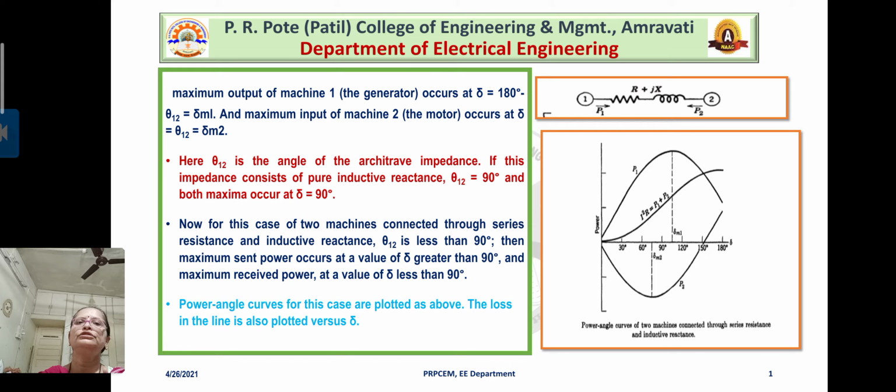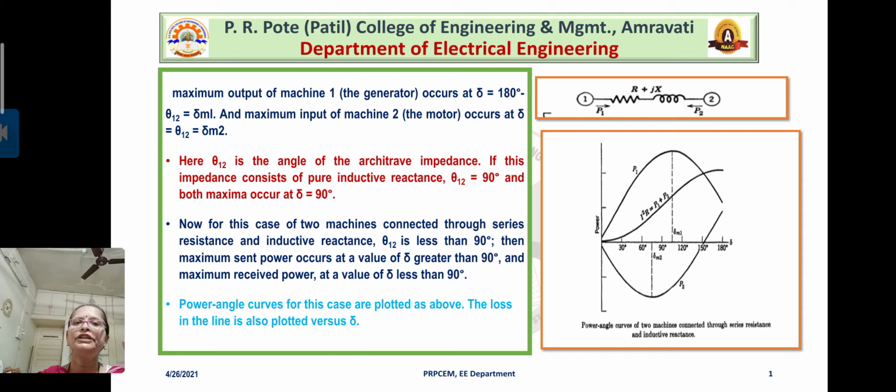But here it is not purely inductive reactance. Resistance is considered there. Therefore, we have to consider delta M1 as 180 degree minus theta 12. Now for this case of two machines connected through series resistance and inductive reactance, theta 12 is less than 90 degree. Then the maximum sending power occurs at a value of delta greater than 90 degree. Observe those power angle curves shown on the right hand side of the slide.